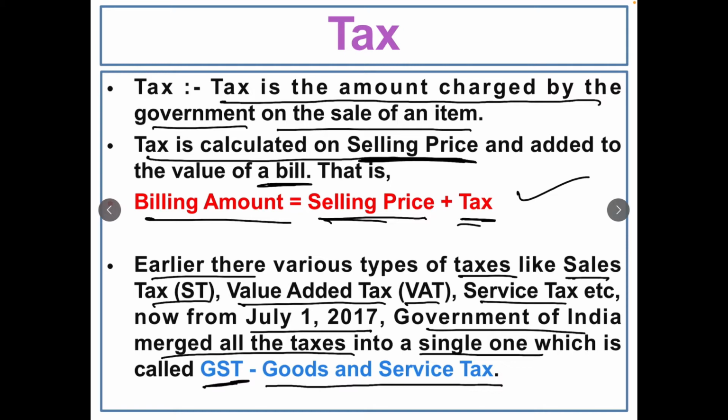Okay, so this is a basic introduction of the topic of this chapter. Here we have studied that first, discount is calculated on the mark price. So just keep this in mind: discount is on mark price, profit and loss are on cost price, while tax is on selling price. Keep this difference in mind.